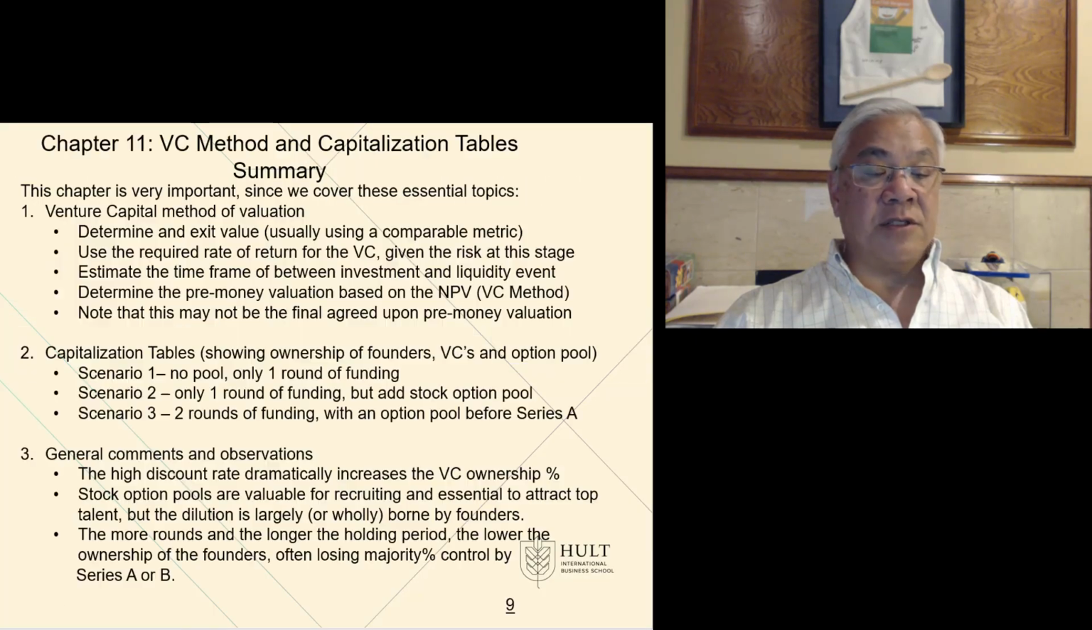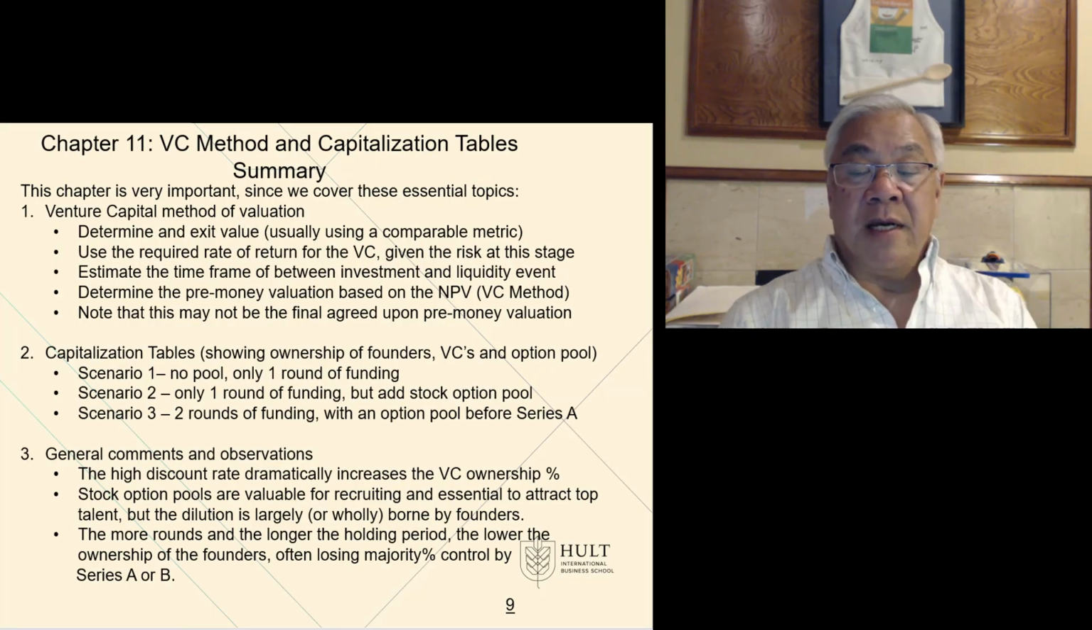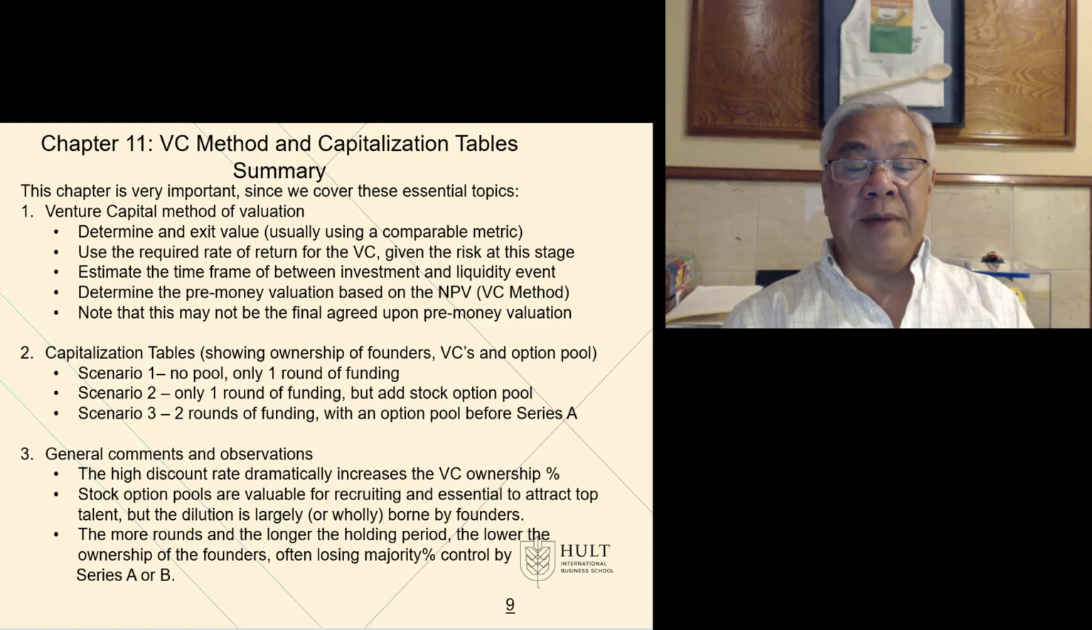So summarizing chapter 11, it's very important because we covered the essential topics of the venture capital method and the derivation of cap tables through multiple rounds and through the provision for an option pool. The capitalization tables, quite simple for the first scenario. There's no pool, no additional financing. So it looks like a pretty straightforward application of the VC method. The scenario 2 was more complex because the money for the pool is set aside all from the founder's share. And that's because by the term sheets, the venture capitalists will make the founders fund the option pool prior to their entry into the ownership.